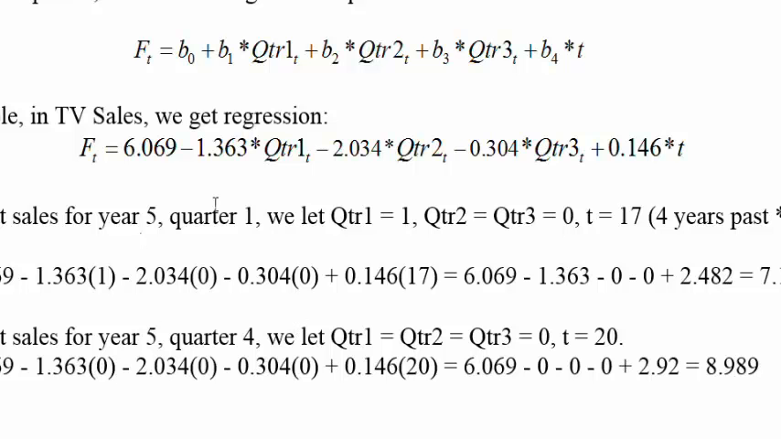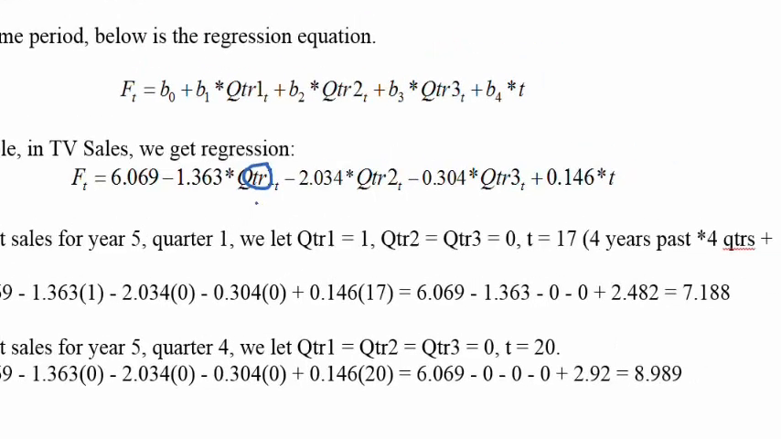Once we get this equation, you could say, okay, now I want to make a forecast for year 5, let's say the first quarter. So here, this part will now be equal to 1, and the other quarters will be equal to 0 if you're in quarter 1. Now T will be, well, year 5, quarter 1, what is that? 1, 2, 3, 4, 5.